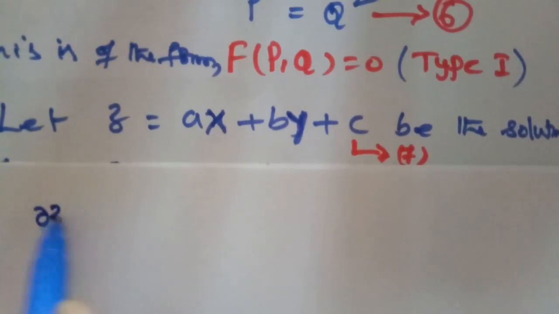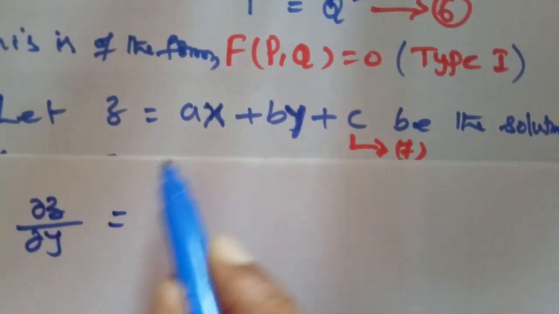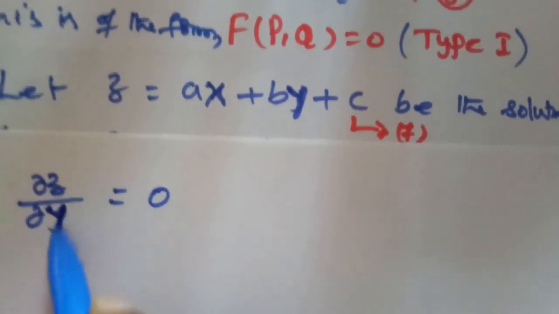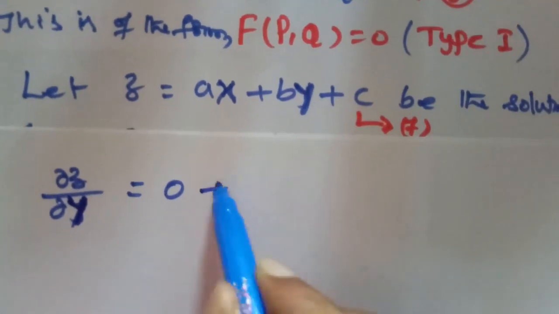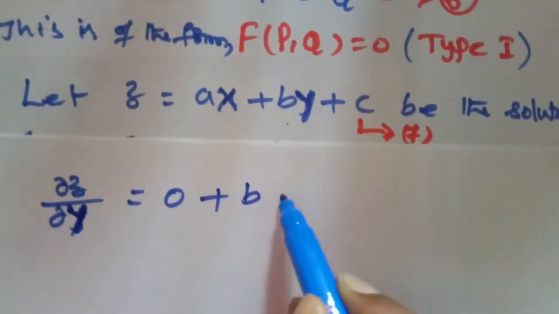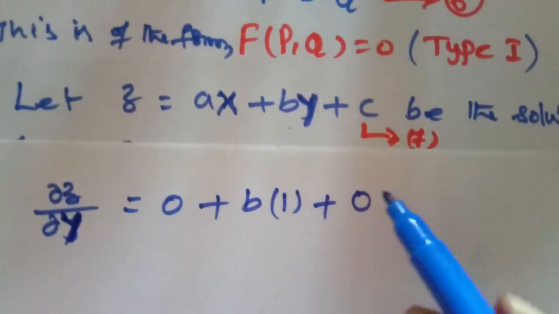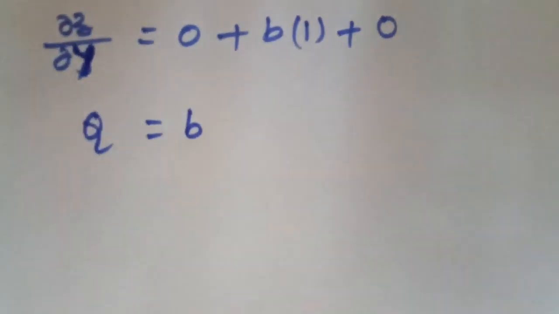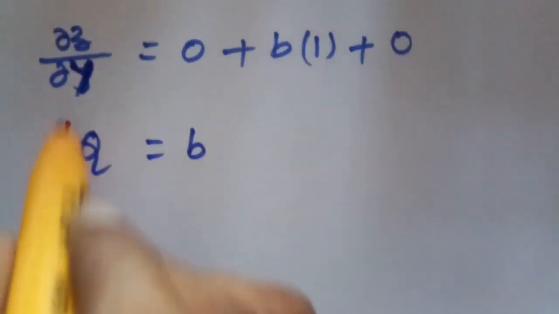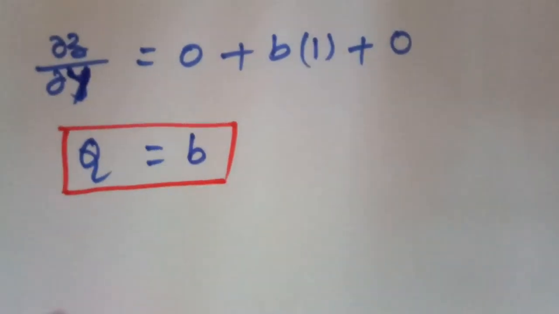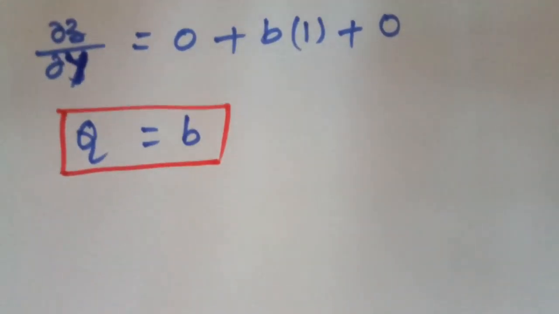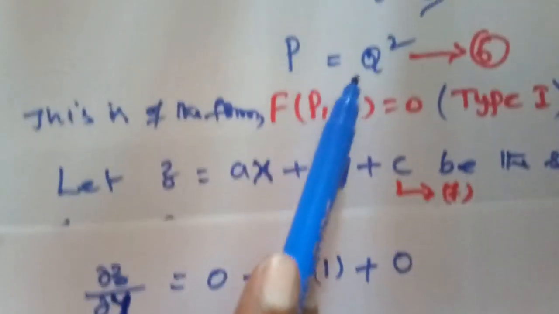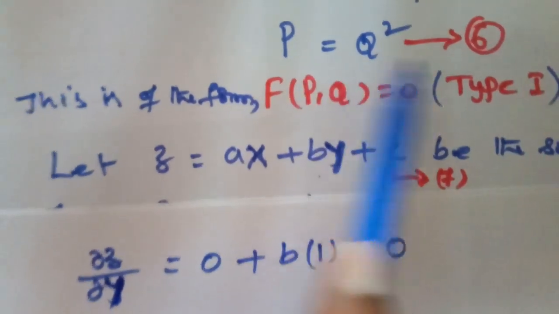Now dou z by dou y is equal to 0, a constant, x constant. So capital Y with respect to capital Y. Therefore plus b into y derivative is 1 plus 0. Therefore this becomes capital Q is equal to b. So therefore we get capital P and capital Q. Now substituting P and Q in equation number 6.